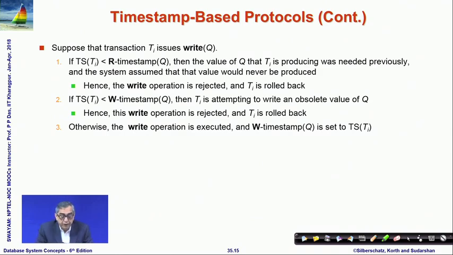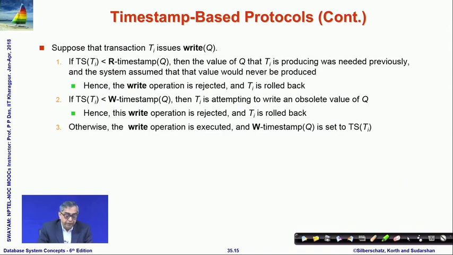Then the value Q that Ti is producing was needed earlier. It is trying to write, but a newer transaction has already used the value, and the system assumed that what Ti was supposed to write was not available, was not produced. Hence, the write operation is rejected. Ti should not write this, and Ti will be rolled back.